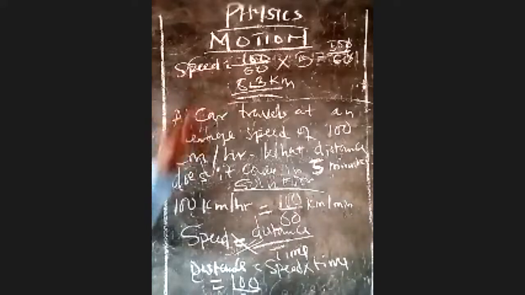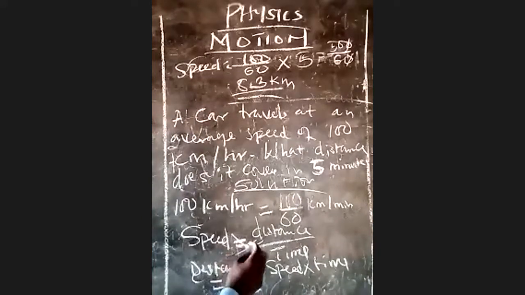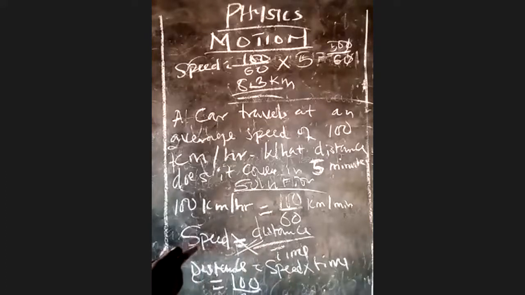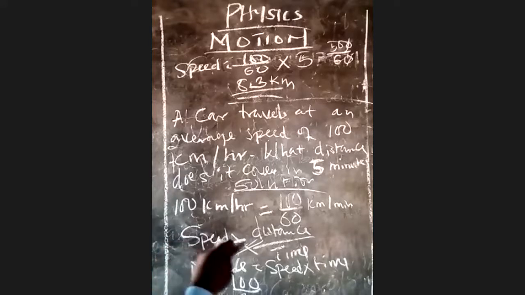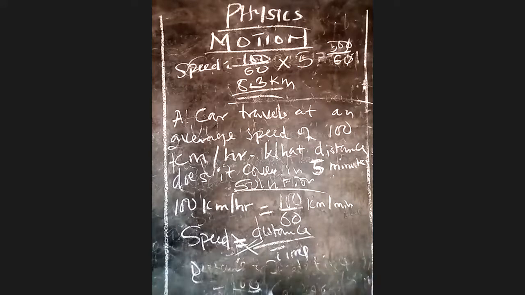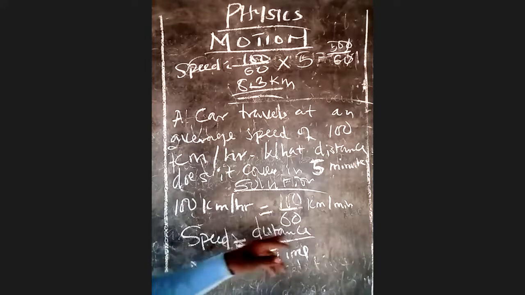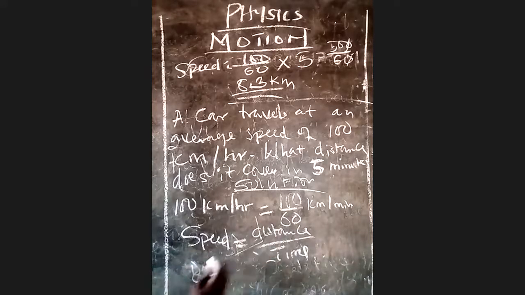Now we cross multiply this formula so that it is very easy for us. If you don't want to do that, you can just fit it directly by saying 100 all over 60 is equal to distance all over 5. Let me illustrate this here, so it won't be like I just do cross multiplication without you understanding. Remember that speed is equal to distance all over time. So what is our speed? Our speed is 100 all over 60.